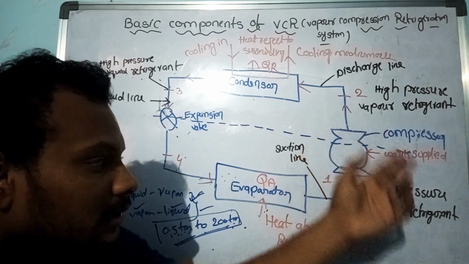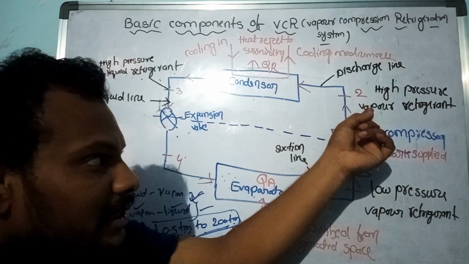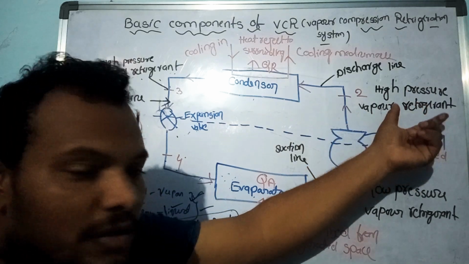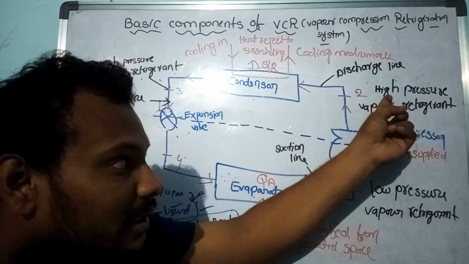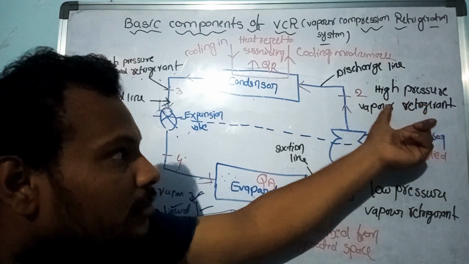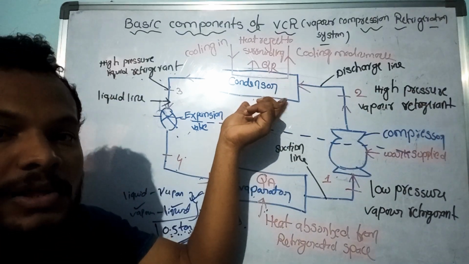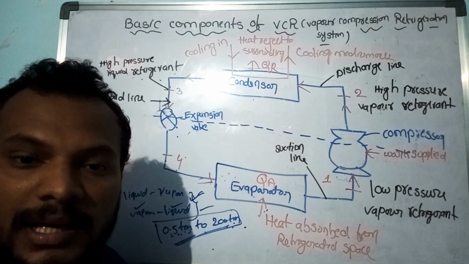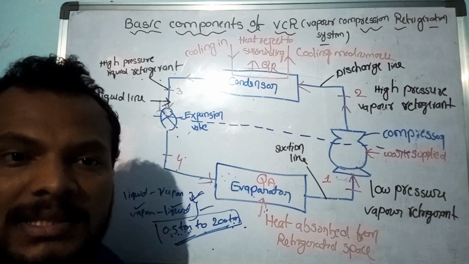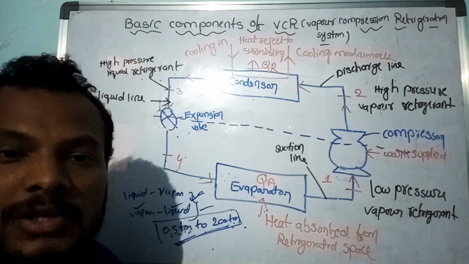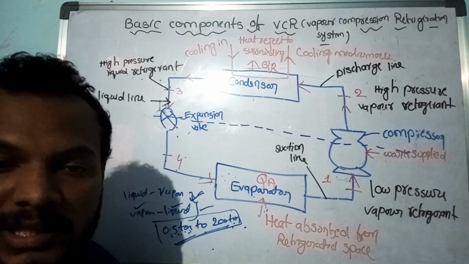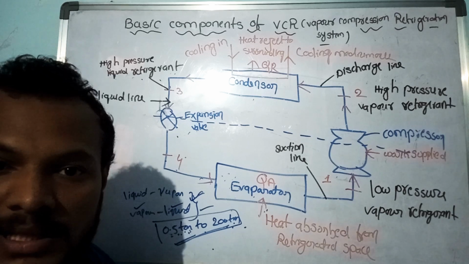Due to the pressure increase, the temperature also rises. So the vapor refrigerant is converted into a high pressure vapor refrigerant at some temperature. That high pressure vapor refrigerant enters the condenser. What is the condenser process? In the condenser, condensation is done. Condensation means we have to remove the heat of the refrigerant.